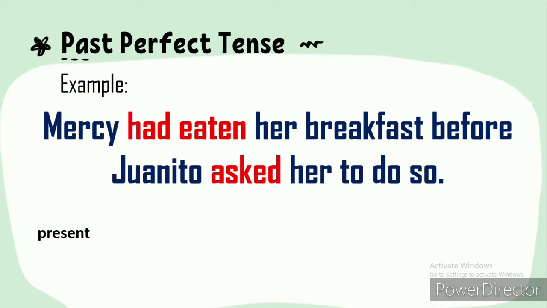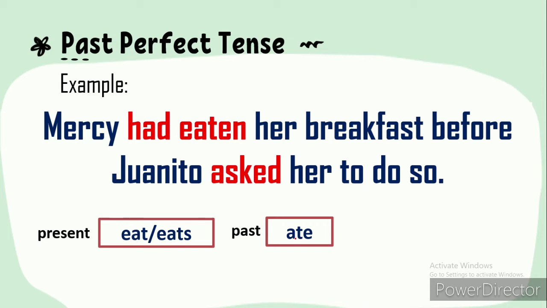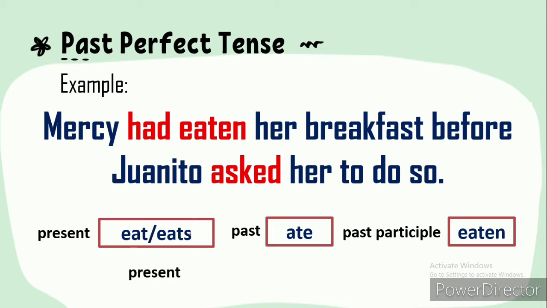The present form of had eaten is eat or eats. It depends on the number of subject. If it is singular, we have eats, and then for plural, we have the base form, which is eat. The past form is ate, and the past participle is eaten. So remember, in forming the past perfect tense, we have had plus the past participle, had eaten. And then, as we could notice, we changed the spelling. So the word eaten is an irregular verb.